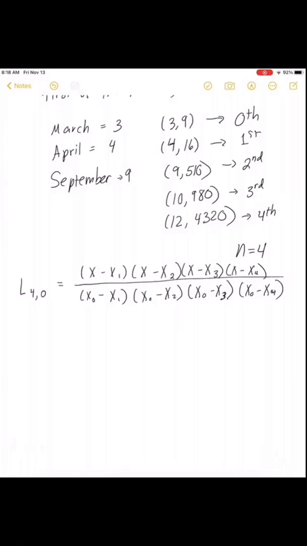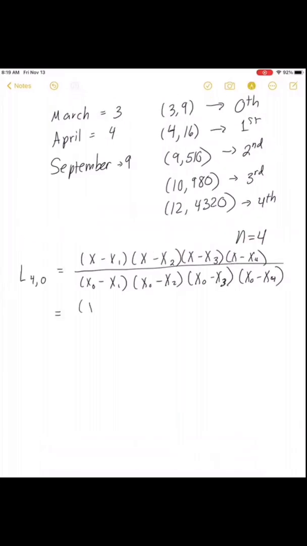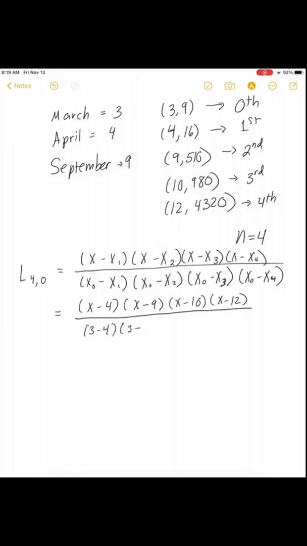So just another tip, if you're given a data set and you have to make a choice about what the x values are, you don't want to pick big x values. So here it's fine because I did March equals 3, April equals 4, and so on. So we have smaller x values. We have x1 is 4, x2 is 9, x3 is 10, and x4 is 12. And then on the bottom, 3 minus 4, 3 minus 9, 3 minus 10, 3 minus 12.